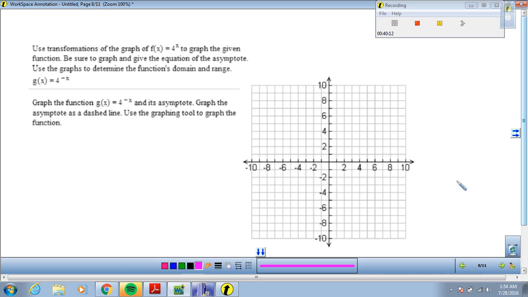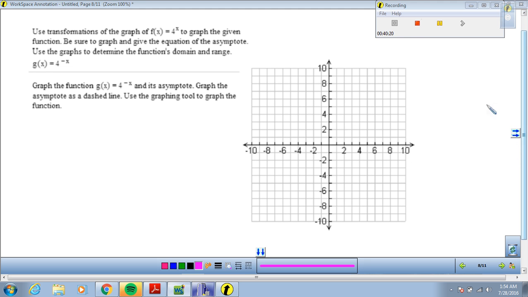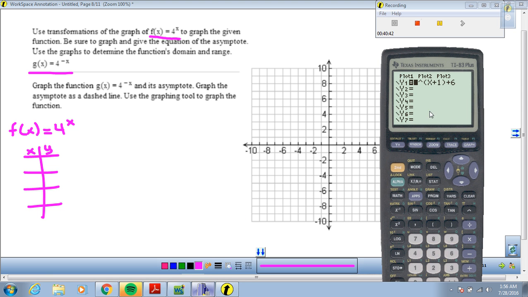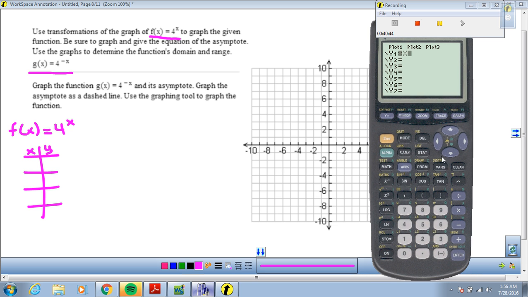This problem, same thing. You need to do a transformation of the original function. What's the original here? 4 to the x. What's the transformed equation or function of that? 4 to the negative x. So, f of x equals 4 to the x. We do a table of values. If I want to see how this looks on my calculator, it's going to be 4 raised to the x power. Still going to look like the same shape.